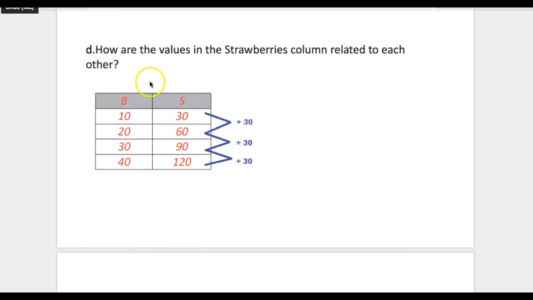Same thing in the strawberry column as in the blueberry column if you're going just straight down. All right.